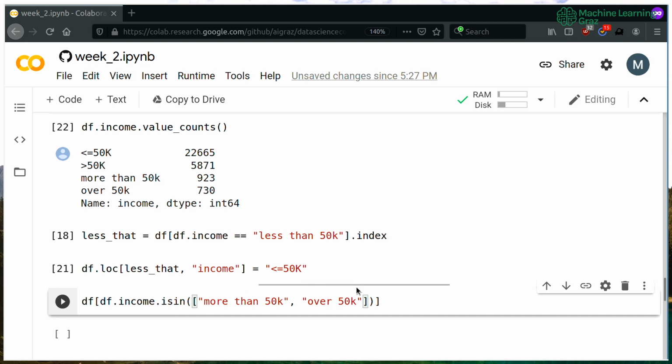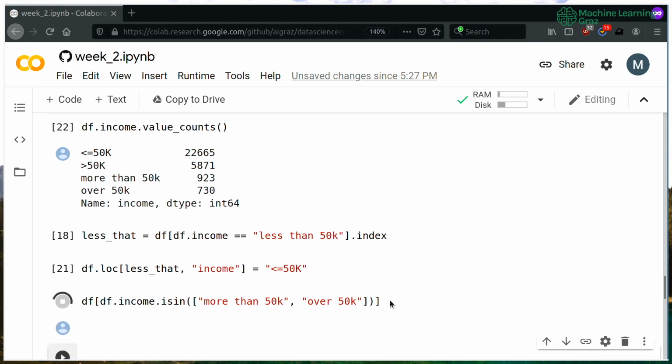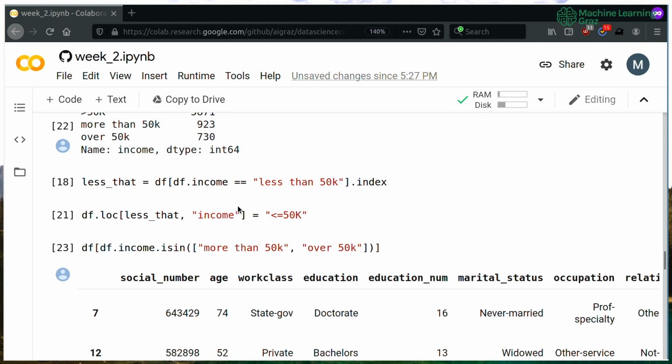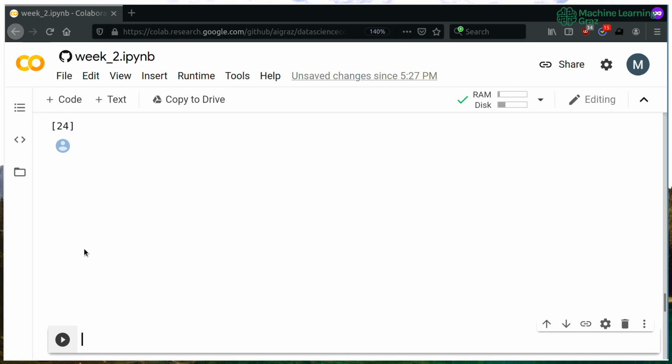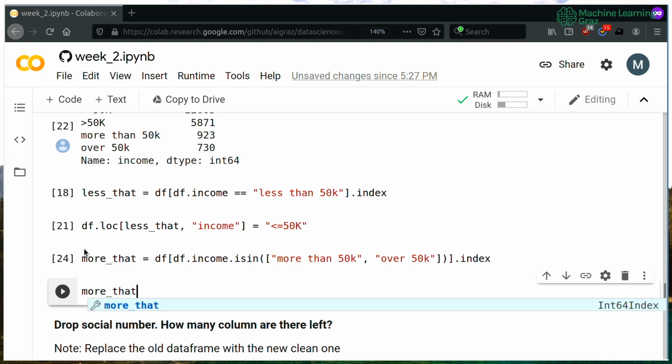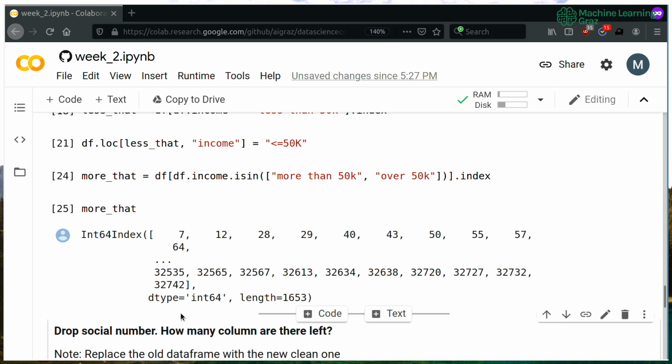Okay? So if I run this, I will get all the data where the income value is more than 50k or over 50k. Then we can do the same thing as we previously did with the index: save the index, and write the loc function as previously. So we're going to get the indexes as before, with .index at the end, and save it in a variable called more than. If it's done correctly and you write more than, we can see we get exactly the indexes we previously mentioned.